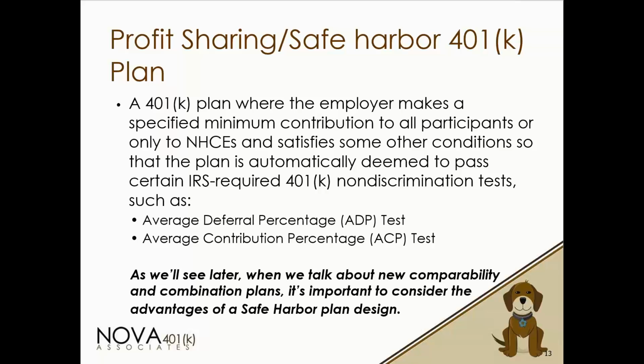And as I mentioned, there are some non-discrimination tests involved in this. Again, the government does not want you to set up a profit sharing plan where, if you're under the limits, you give 50% of pay to the owner and only give 1% of pay to the staff. Clearly, that wouldn't be acceptable.